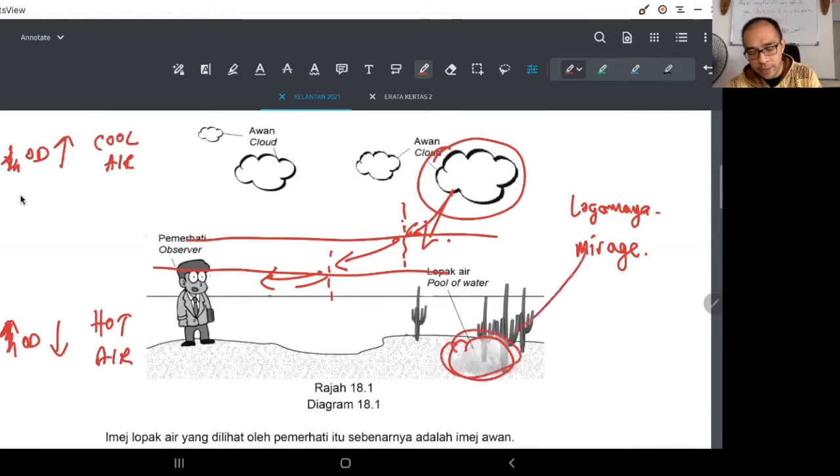So they refract and then after that, yang kita nampak adalah total internal reflection. So itu yang sampai ke mata kita. Sorry, my drawing is very bad, but yeah, itu yang sebenarnya sampai ke mata kita.